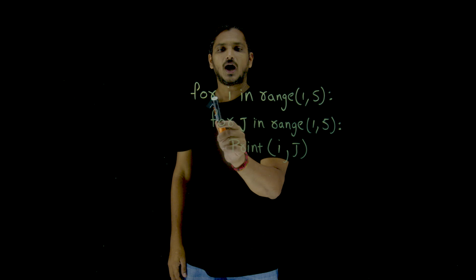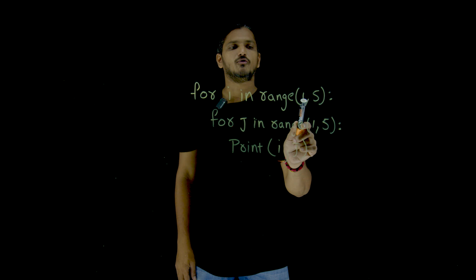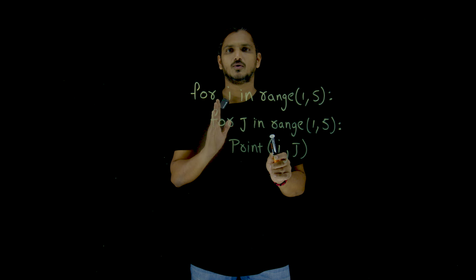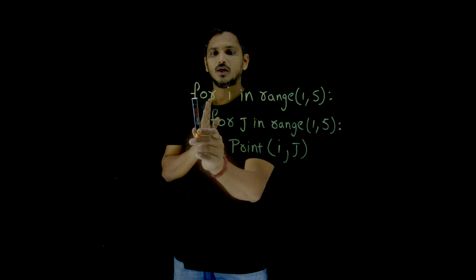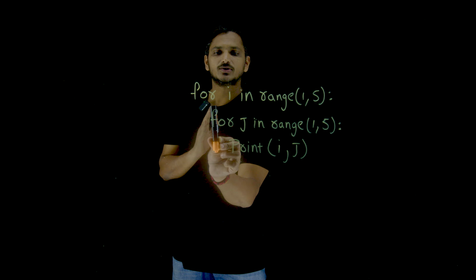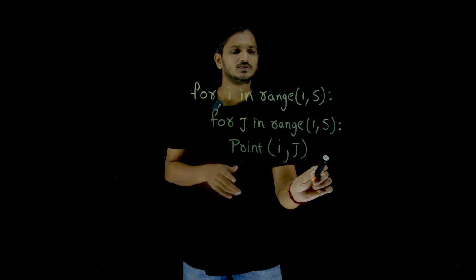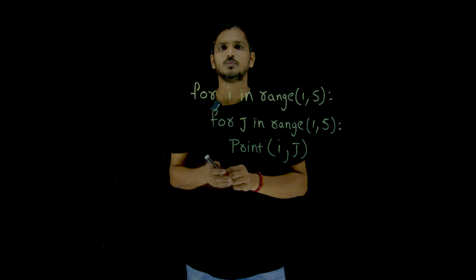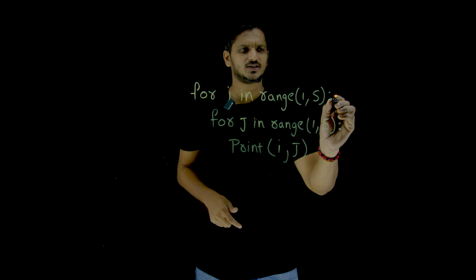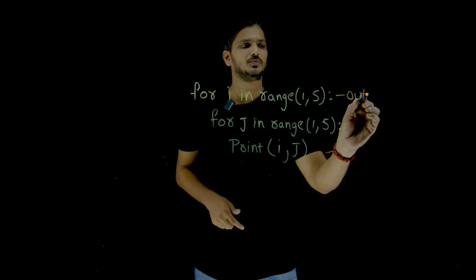So for i in range of 1 to 5, this is one loop. What is the body of this loop? Whatever you write inside, this is what we call the body of the loop. So these two statements belong to the body of the loop. Assume that for understanding purposes, this is the outer loop.